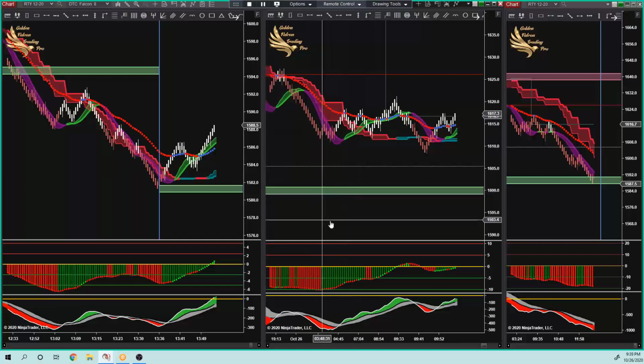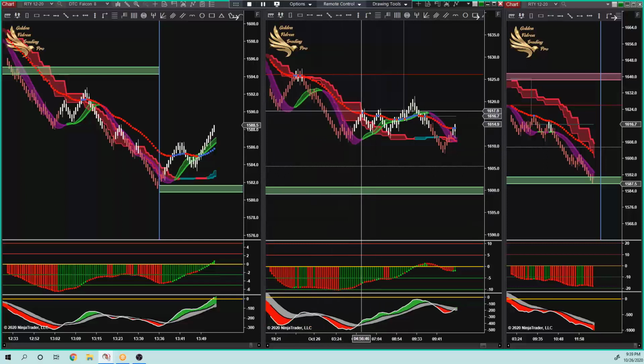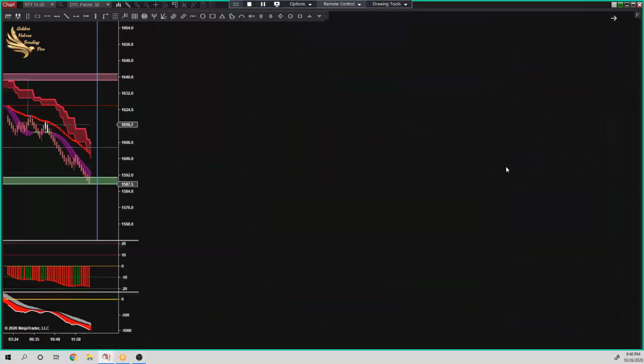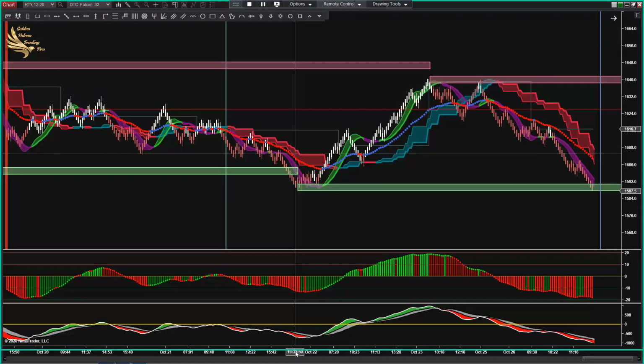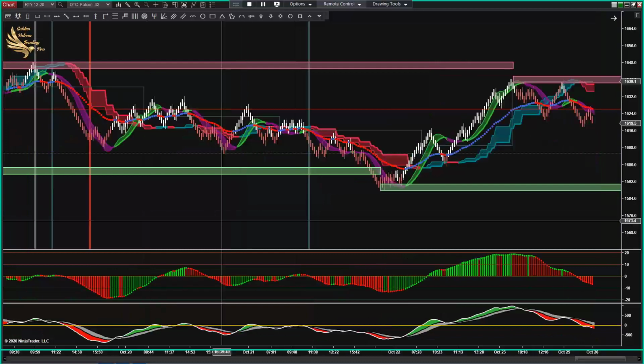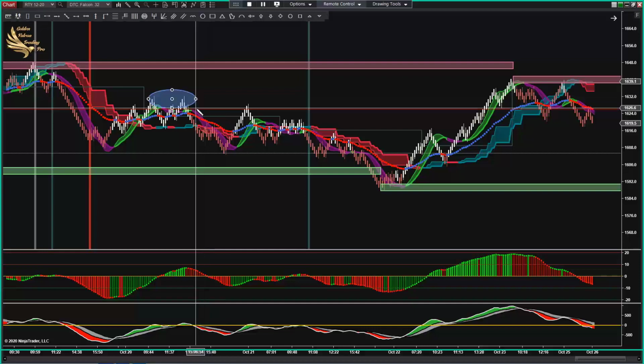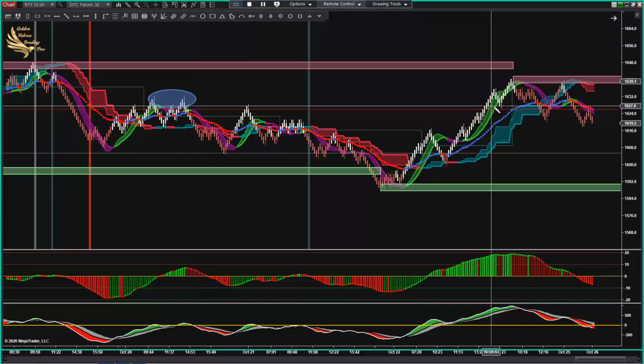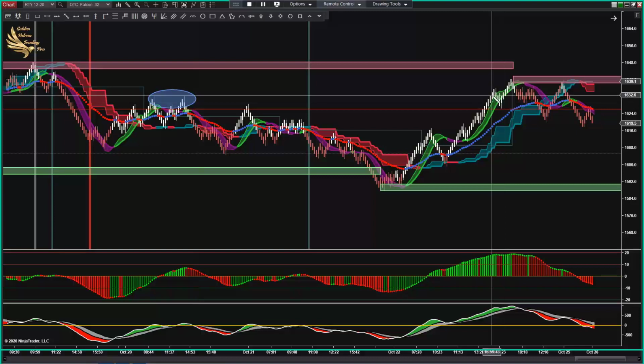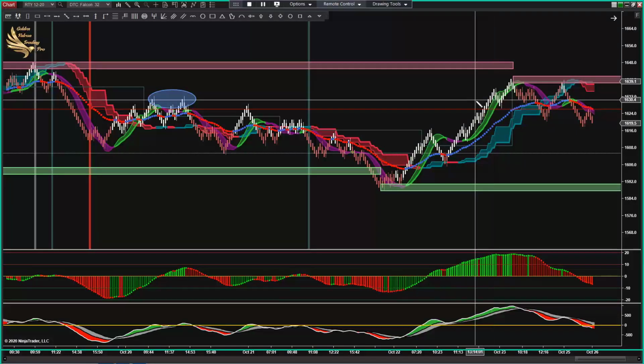So sometimes you can get a really nice setup, like if you're looking for a short here, you can get a really nice setup on a double top. But you do know that a double top can come back at some point later. Let's look at the 32. Here's a good example of a double top. Here's a double top way back here, and look how long it took to come back to kind of cross that double top.